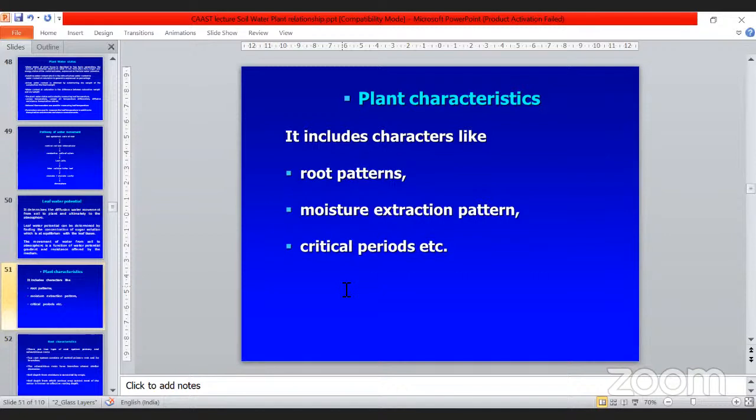It includes characters such as root patterns, because if there are a number of micro roots, these are highly active, and this is called the active root zone period. The matured or older roots cannot function as well as the young roots.